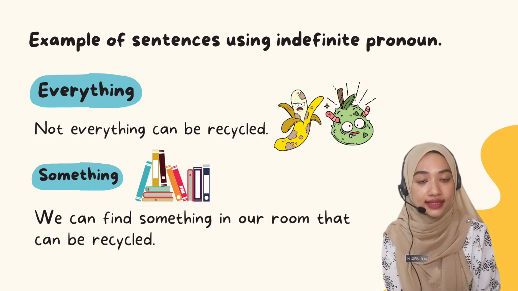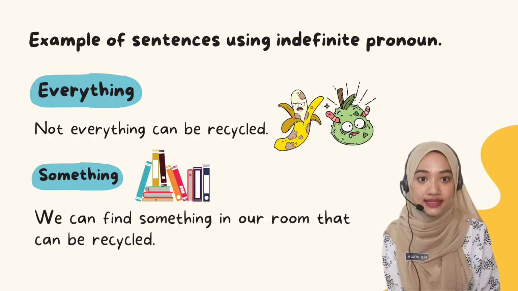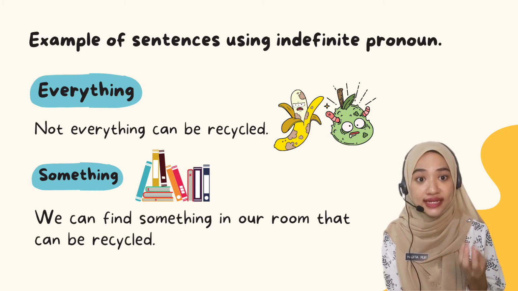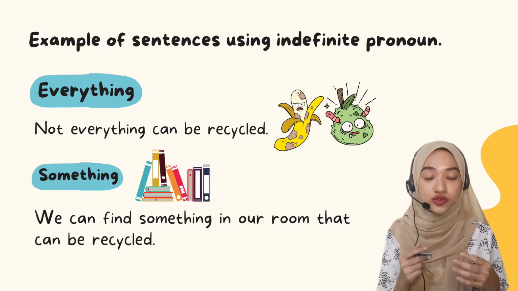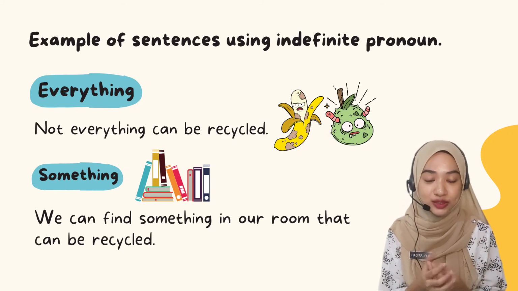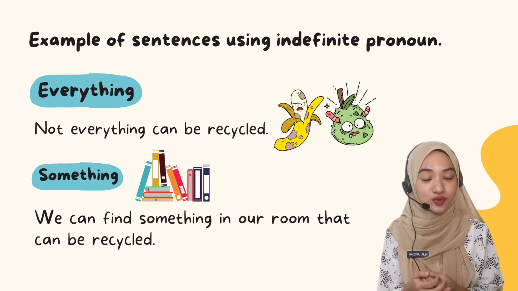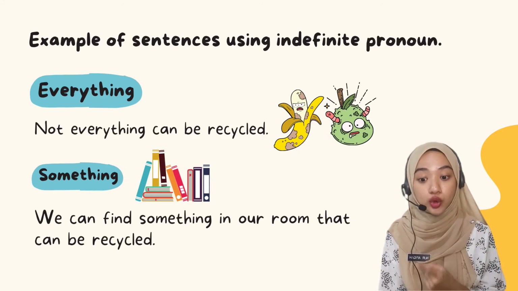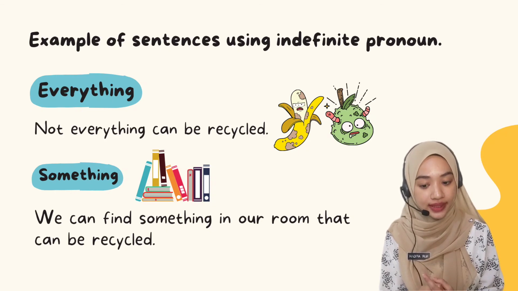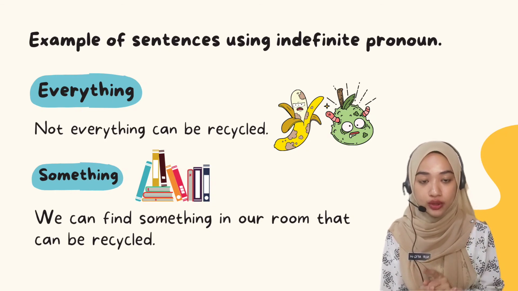Last one is something. We can find something in our room that can be recycled. Kita boleh jumpa sesuatu ataupun cari sesuatu yang boleh dikitar semula di dalam bilik kita. So we use something, sesuatu benda. Remember singular, satu benda only.